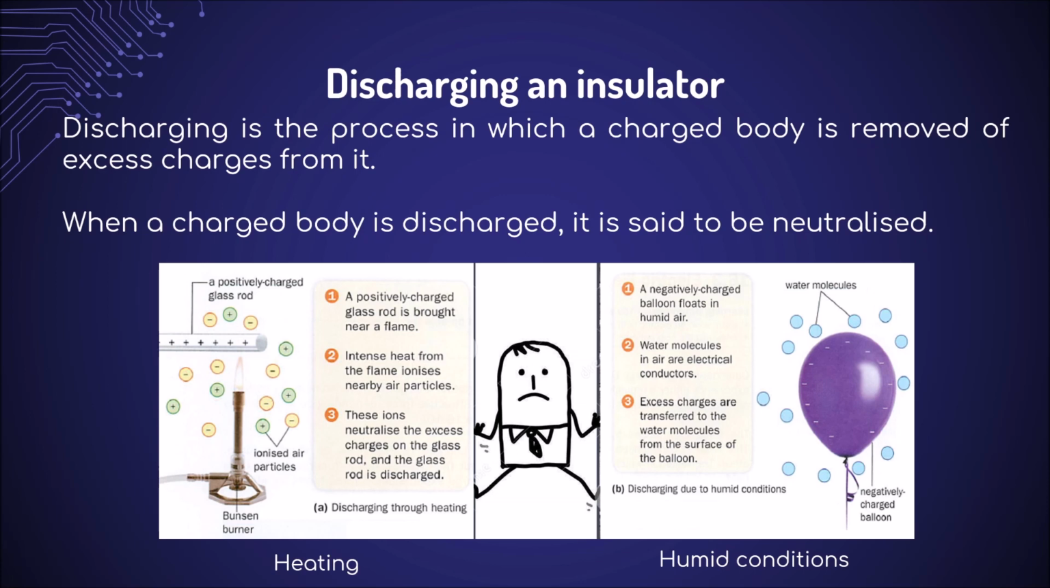Another way to discharge is using our normal humid conditions, which is why in Singapore it is not very easy to build up static electricity. Let's say I have a negatively charged balloon over here, in the surrounding air. A humid environment means there's a lot of water vapor in the air, and water molecules can serve as a form of electrical conductor as well. Although water is not a very good electrical conductor, it can still conduct some electricity. And these excess charges will get transferred to the water molecules when they are touching the surface of the balloon, in this case, or the charged object. So that's how we can discharge an insulator.